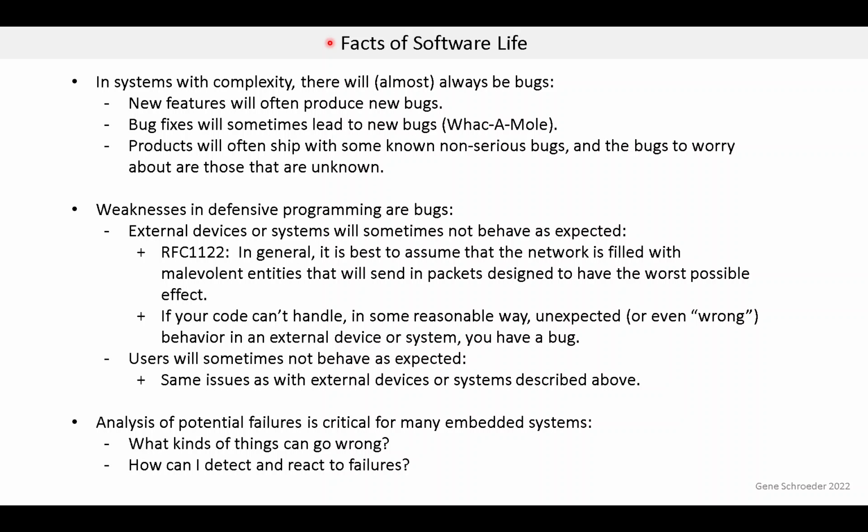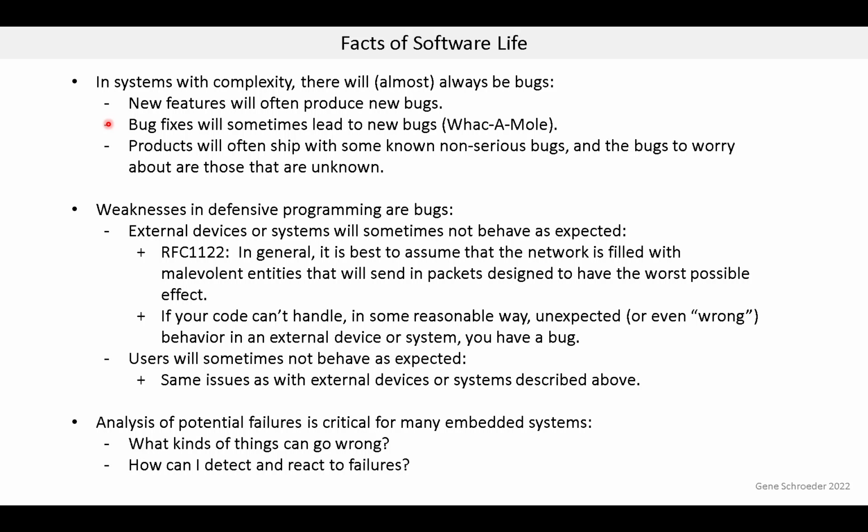Here I want to discuss some facts of software life. When I entered embedded development, I really knew nothing of this stuff. So the first thing is, in systems with complexity, there will almost always be bugs. New features can often produce new bugs. That's sort of not surprising. But bug fixes will sometimes lead to new bugs. That's a little bit more surprising, but it's the whack-a-mole problem. You fix a bug and it has some side effect that creates another problem.